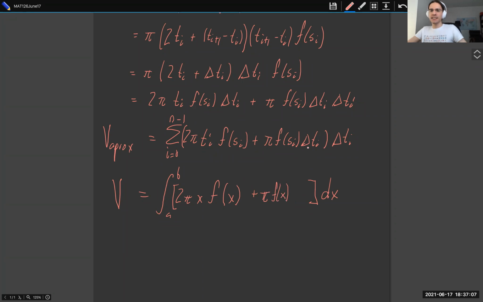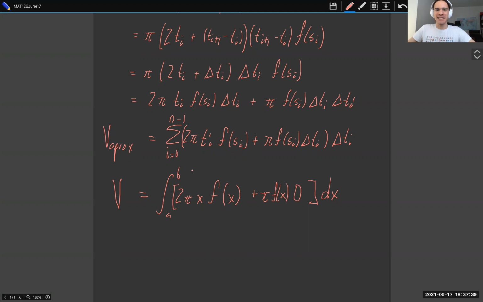Now, what does delta t sub I go to as t sub I gets finer and finer? What does the difference between two successive points become? So as the points are getting closer, the distance goes to what? 0.